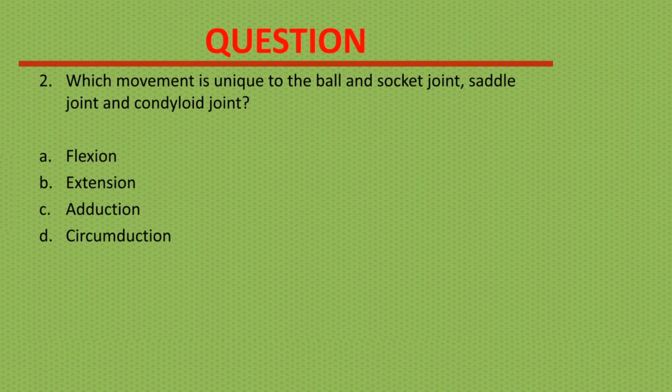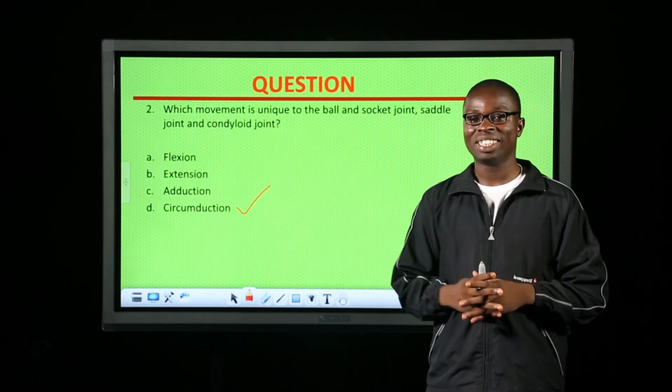Question 2. Which movement is unique to the ball and socket joint, saddle joint, and condyloid joint? Is it A, flexion, B, extension, C, adduction, or D, circumduction? The correct answer is D, circumduction.